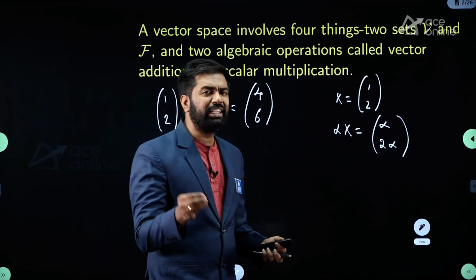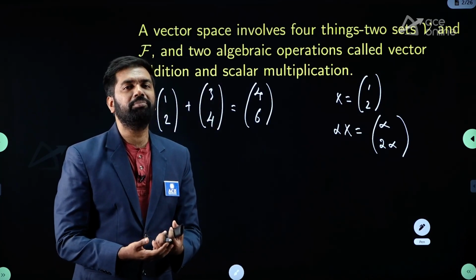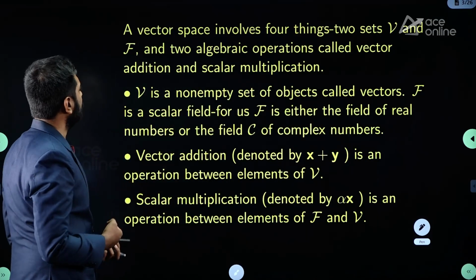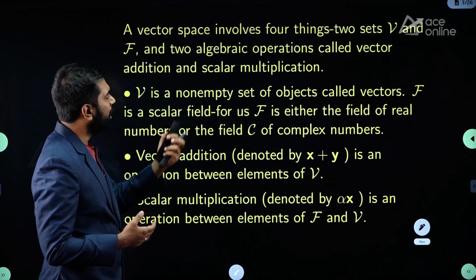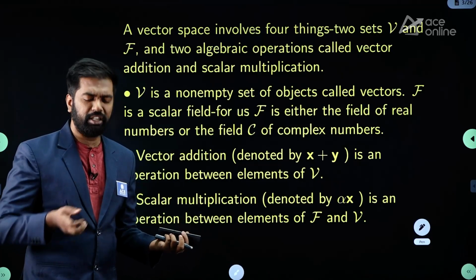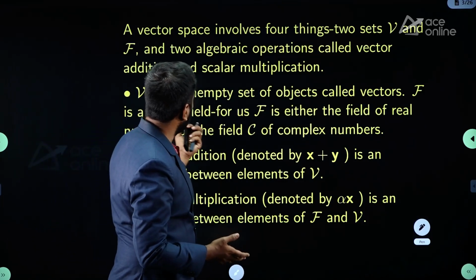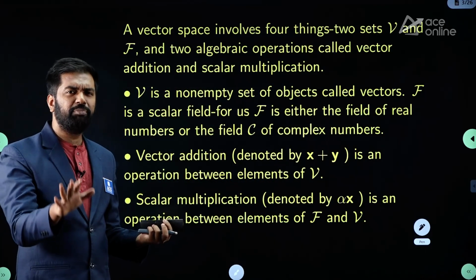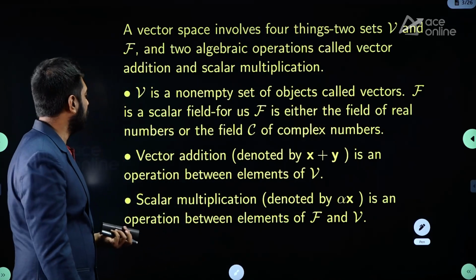Now let us look at the definition of a vector space. When do you call a given set a vector space? What is a subspace? How do you solve problems related to vector space and subspace? Like I said, it deals with four things. V is a non-empty set of objects called vectors. Yes, it is a non-empty set; definitely there should be some vectors in it. And F is a scalar field, and for us, let us keep it simple, F means the set of real numbers. You don't need to go beyond that.